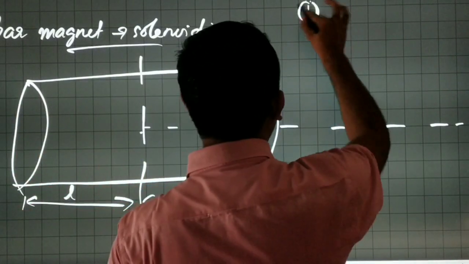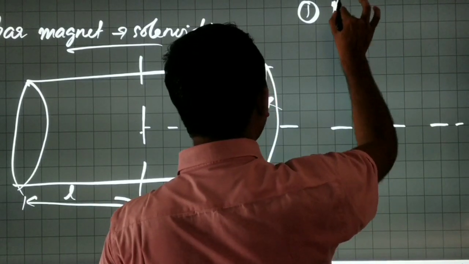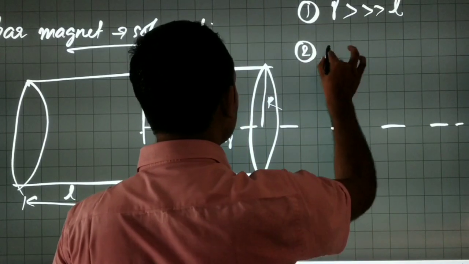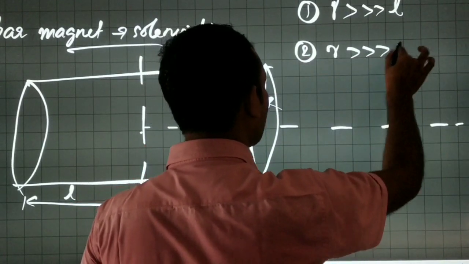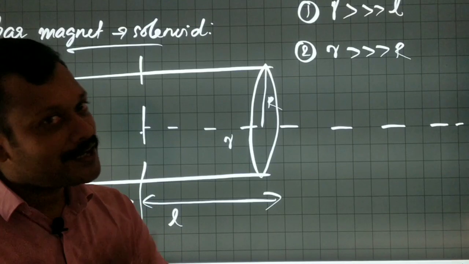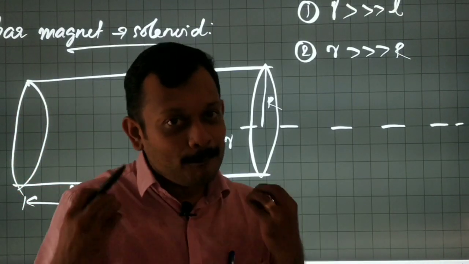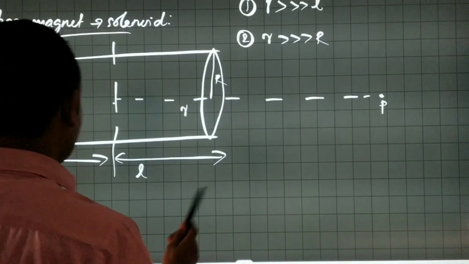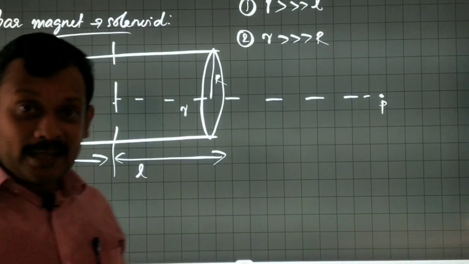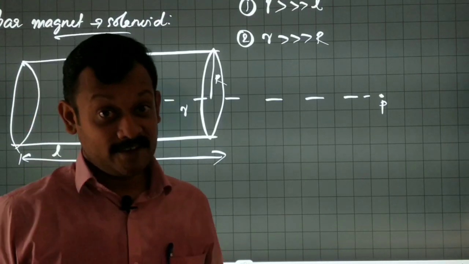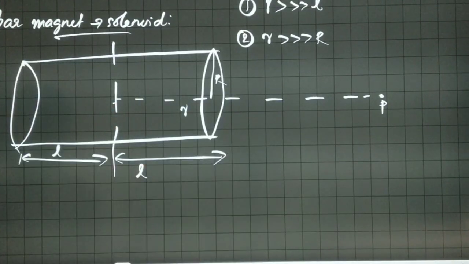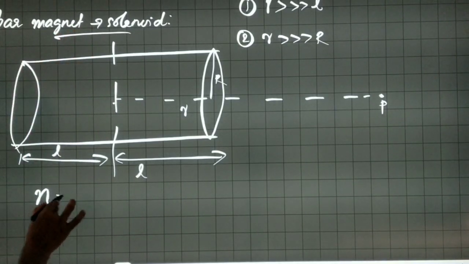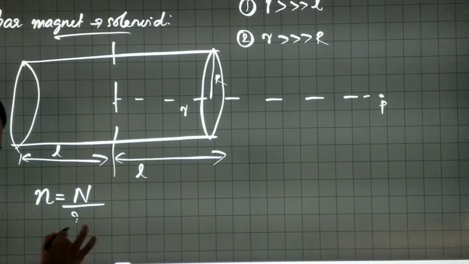So let me tell you the first point. Small r is much greater than L, and small r is much greater than capital R. This is information given in the NCERT book, not made by me. But in their discussions they have made it so complicated that everyone feels this is a difficult thing. Now there are N turns in this solenoid, so small n is equal to capital N divided by 2L.